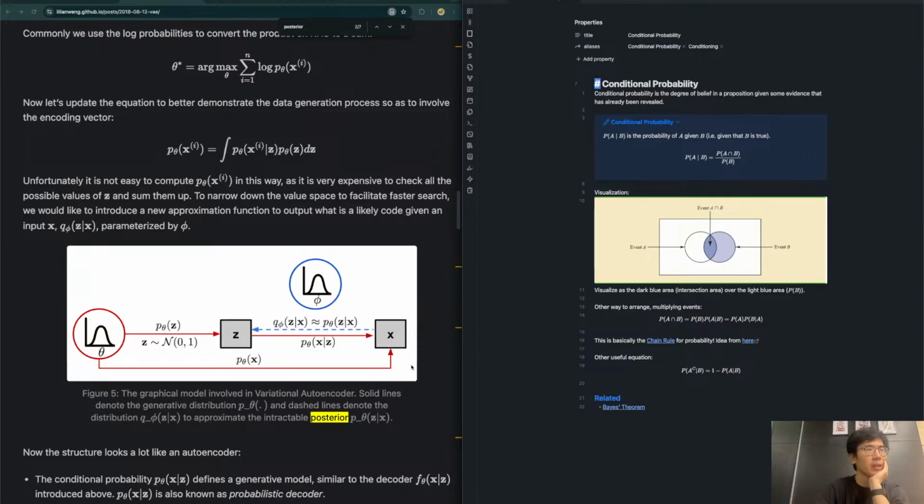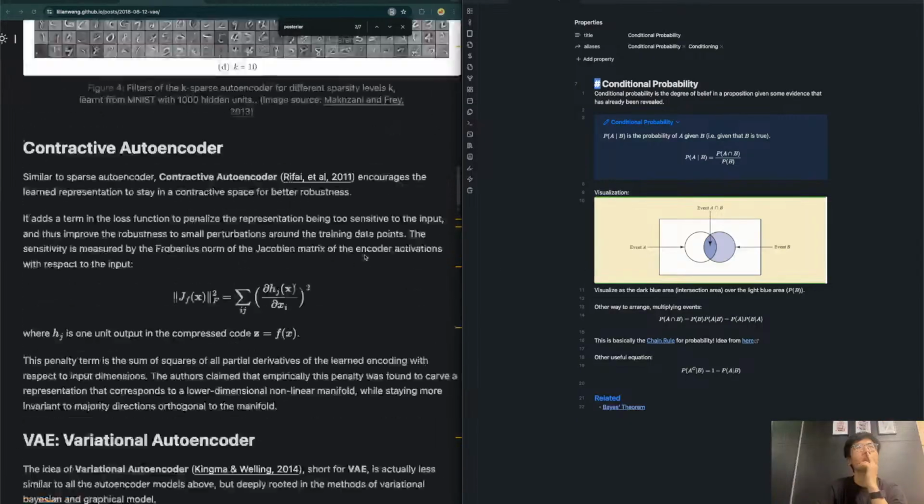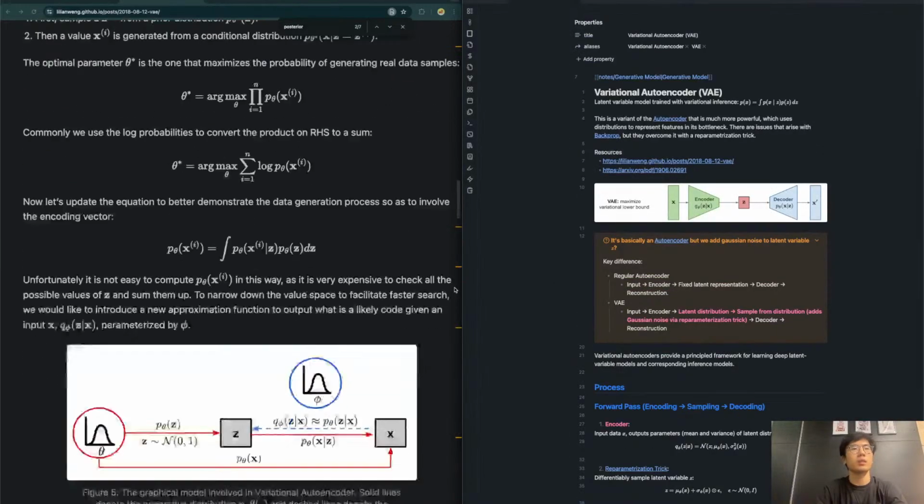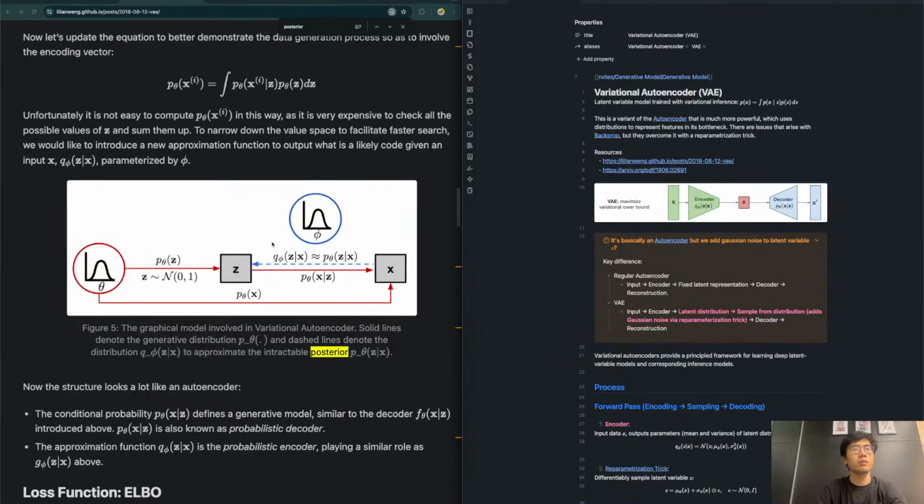Because at inference time, what's happening is we have P of x given z, and then Q, no, is it P or Q? It's Q of z given x, and then P of x given z. Because P theta z given x is intractable.